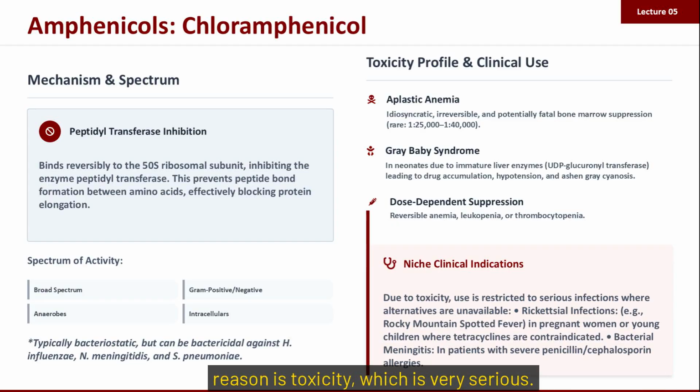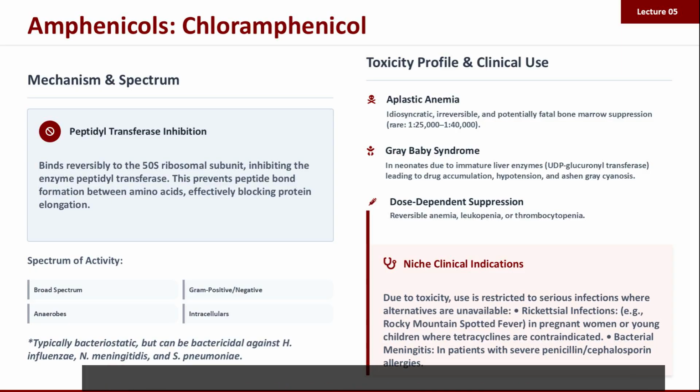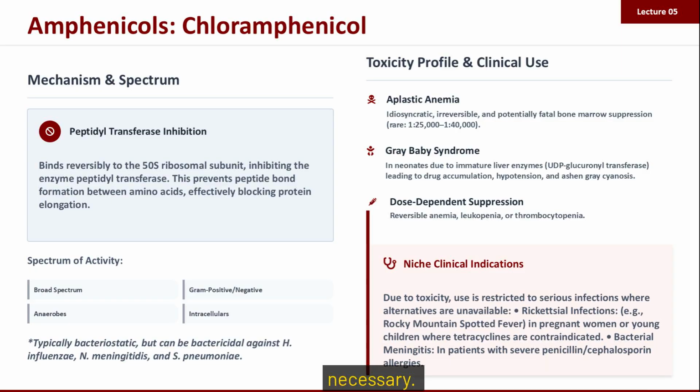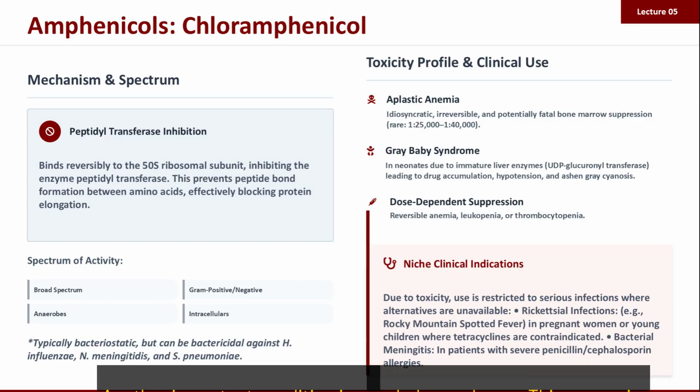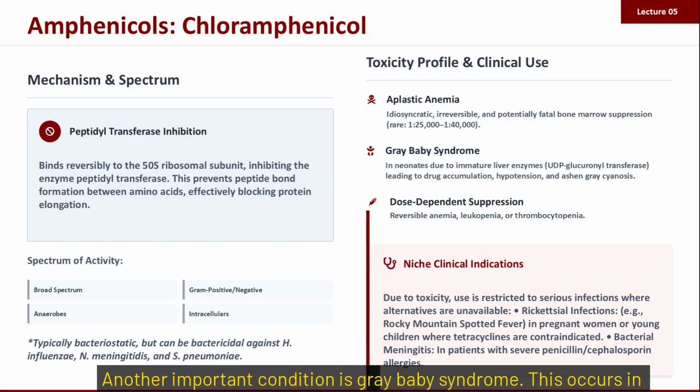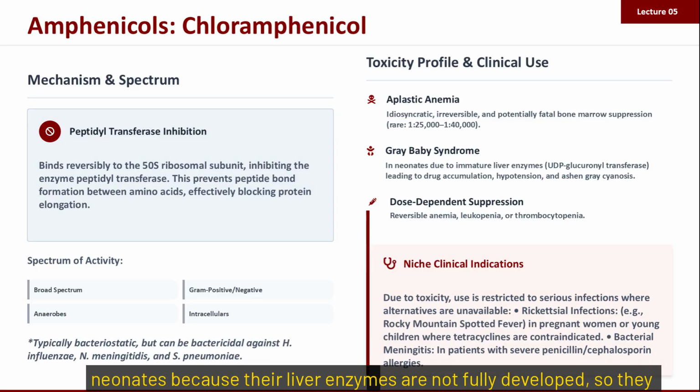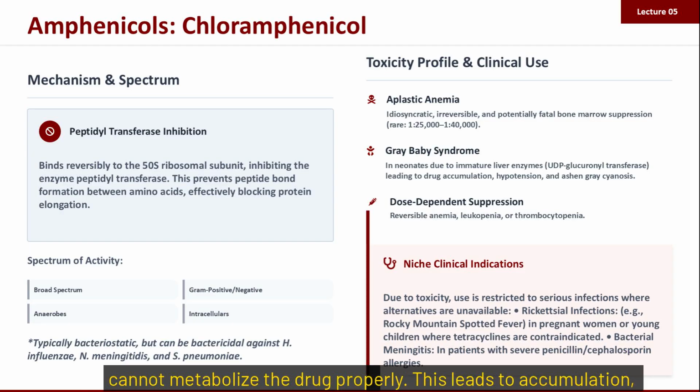The reason is toxicity, which is very serious. The most important toxicity is aplastic anemia. This is rare but irreversible and potentially fatal. It is not dose-dependent and can occur unpredictably. That is why this drug is avoided unless absolutely necessary. Another important condition is gray baby syndrome. This occurs in neonates because their liver enzymes are not fully developed, so they cannot metabolize the drug properly. This leads to accumulation, causing hypotension, cyanosis, and gray discoloration of the skin.